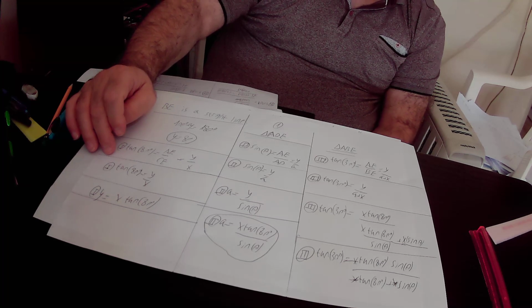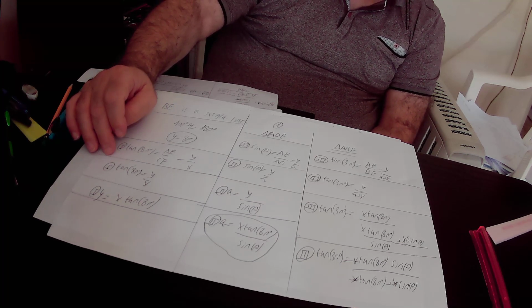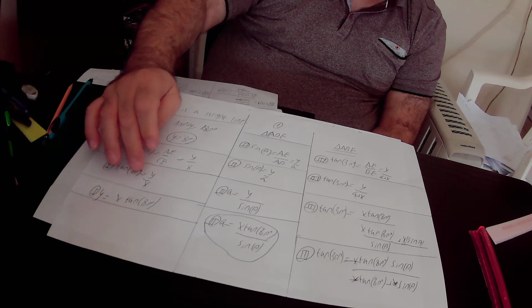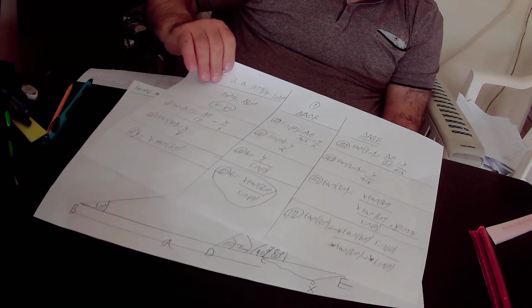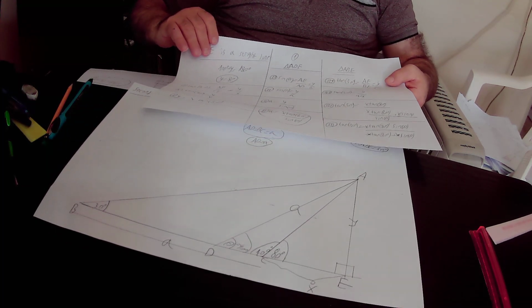Here we multiply equation number 1 by X, and we found out that Y equals X times tan 80 degrees. According to equation number 1, Y equals X times tan 80 degrees.